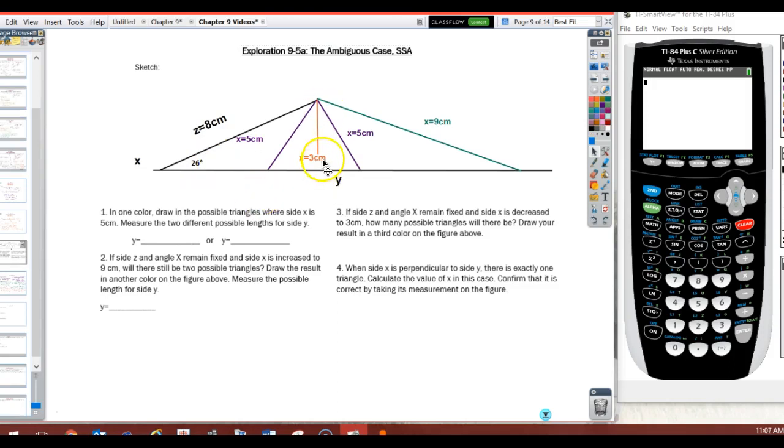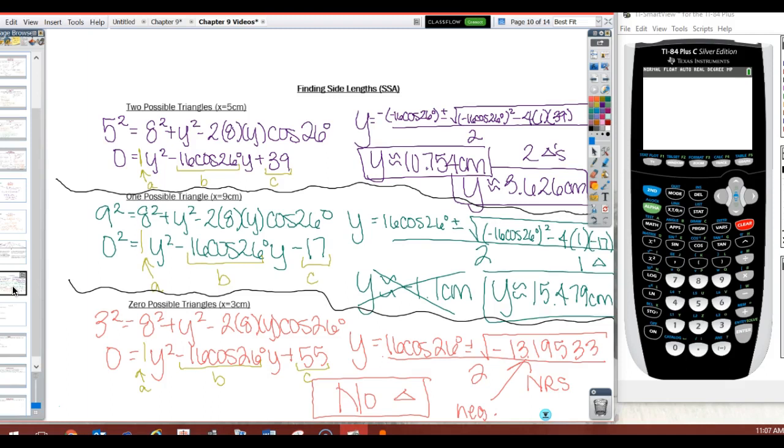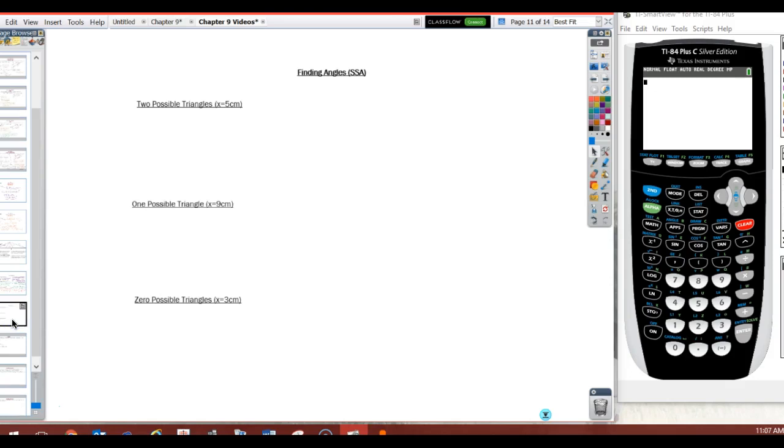Well, we already went through in the previous video how we could find the possible side lengths for y, which is just another way of proving how many possible triangles there are. We're going to do the same thing now, but we're going to use the law of sines and look at the possible angle measurements. Another way to prove what we already know: 2, 1, and 0 possible triangles. So we're going to start by looking at the two possible triangle case.